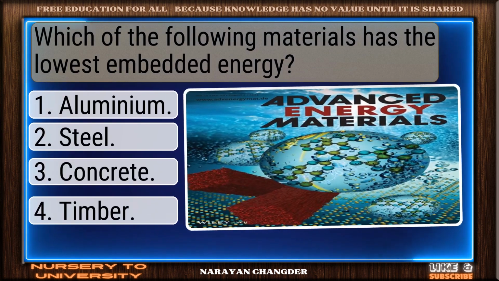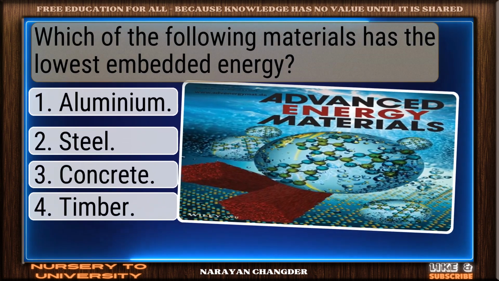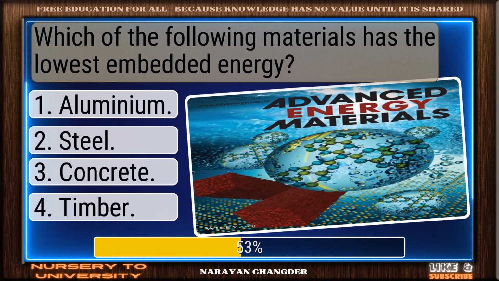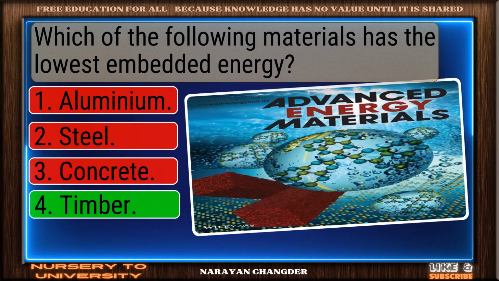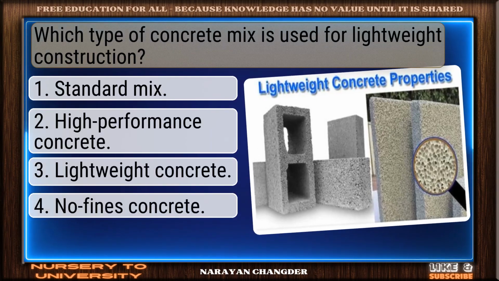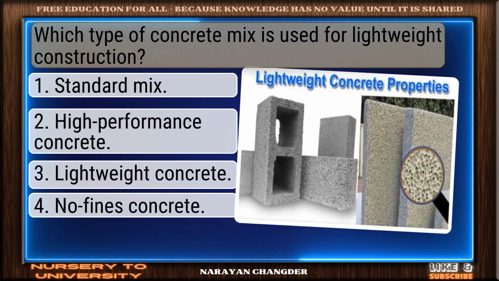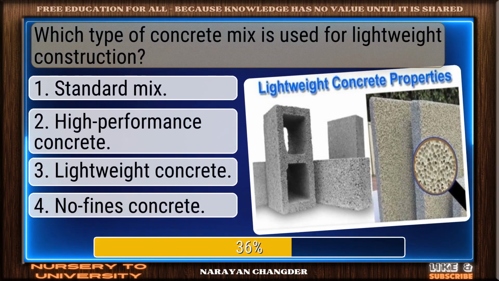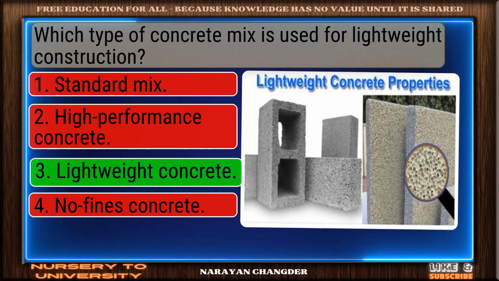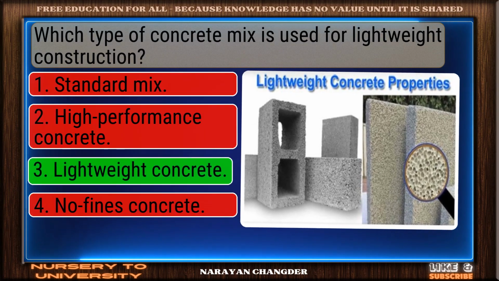Which of the following materials has the lowest embodied energy? Right again. Timber is a valid answer. Which type of concrete mix is used for lightweight construction? You got it. Your choice, lightweight concrete, is right.